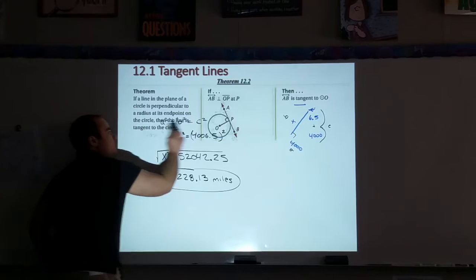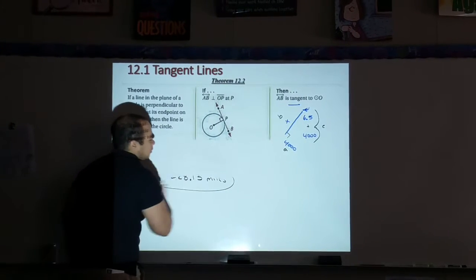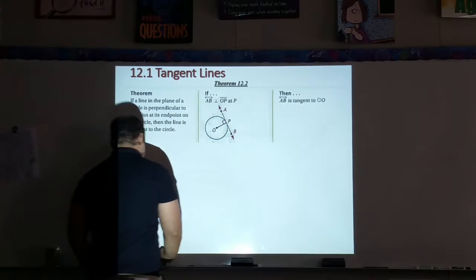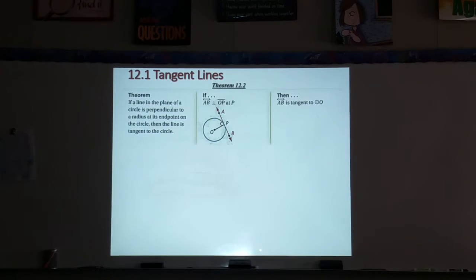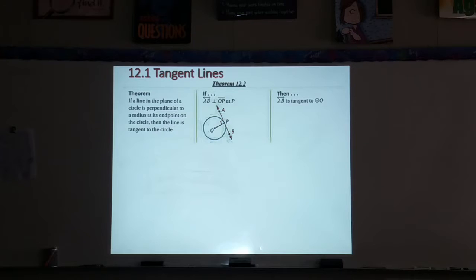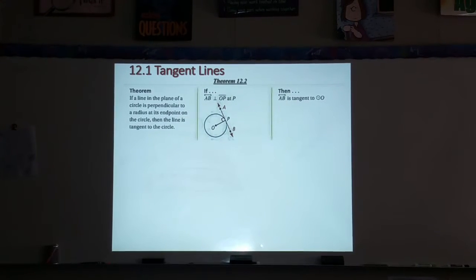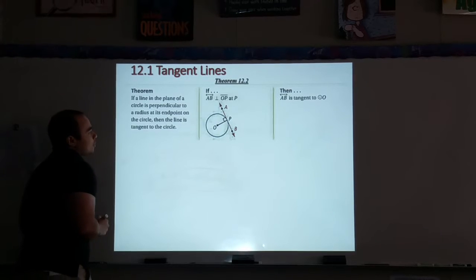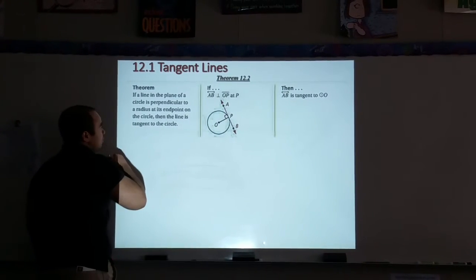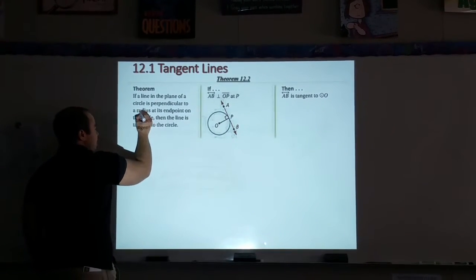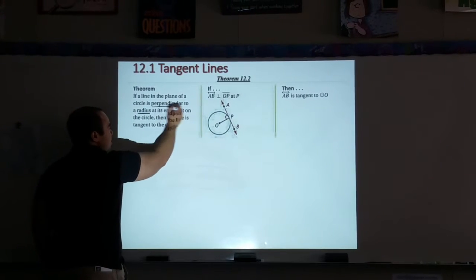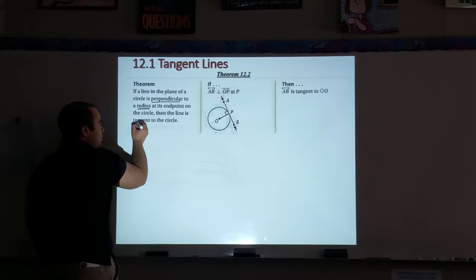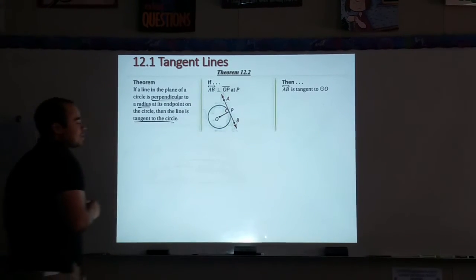All right, theorem 12.2. Sticking with tangency and circles, Theorem 12.2 states that if a line in the plane of a circle is perpendicular to the radius at its endpoint on the circle, then the line is tangent to the circle. So what they're saying is if you have a radius that is perpendicular to your line of tangency, then you can verify that it is a tangent to that circle.